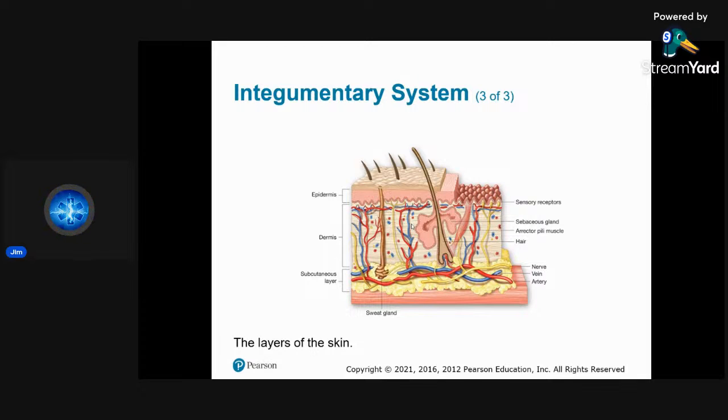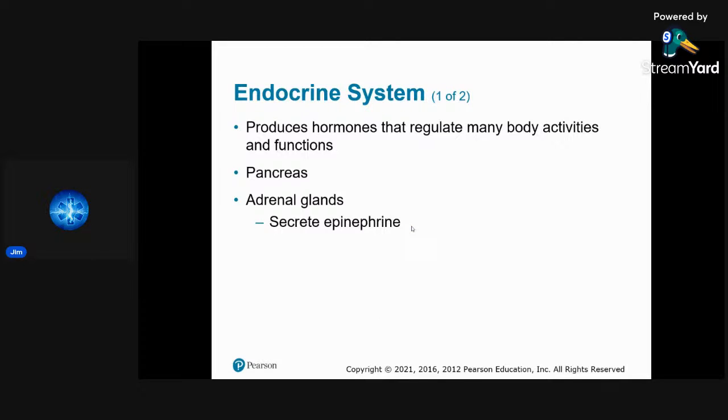There's a nice picture of those layers. We're going to move on to the endocrine system. This is the system that produces the hormones that regulate the body. We'll start talking about homeostasis later on. That's what these hormones are for. Some of the glands or organs are your adrenal glands, they secrete epinephrine for fight or flight syndrome. We'll talk about that next chapter.